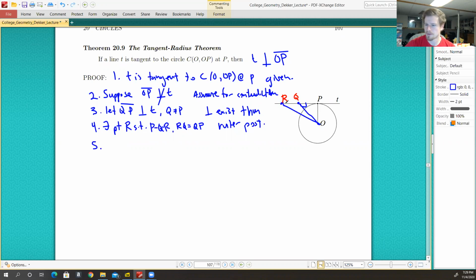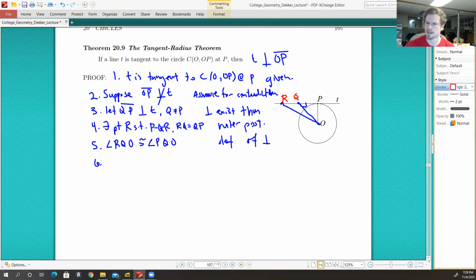let's see here, angle RQO and angle PQO are congruent, right? Because it's a perpendicular bisector. So those are congruent by the definition of a perpendicular.